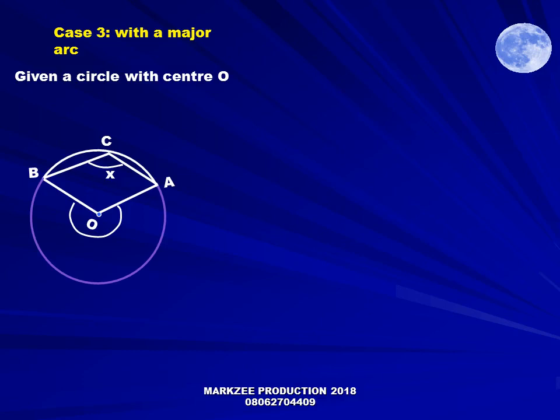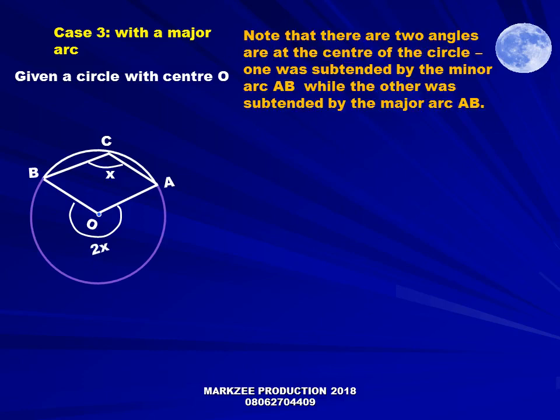Remember we covered that in the other section. If that angle at circumference is x, then the one at center must be 2 times of x. Okay, so note that there are two angles at the center of the circle. One was subtended by the minor arc AB, while the other was sustained by the major arc AB. You know, at angles at a point, there are actually two angles there. Note the difference, and note the one that was sustained by the major arc. The way to distinguish these two is that a major arc will always sustain the major angle at the center, while the minor arc will sustain the minor one at the center.